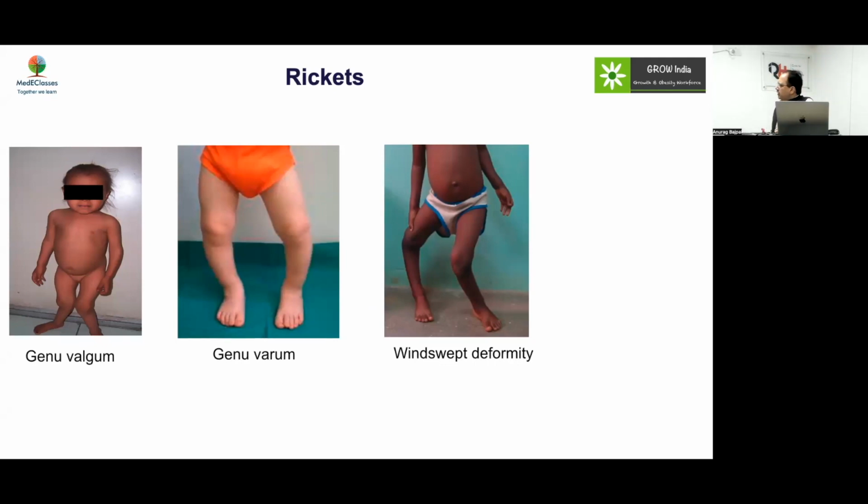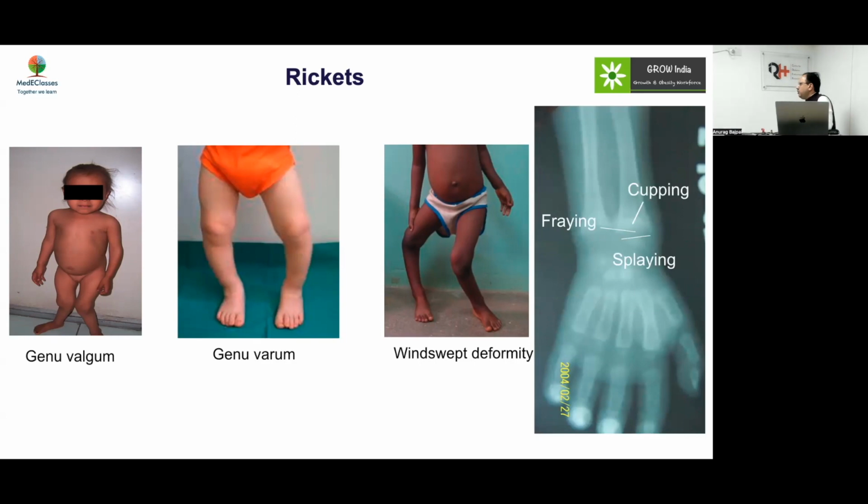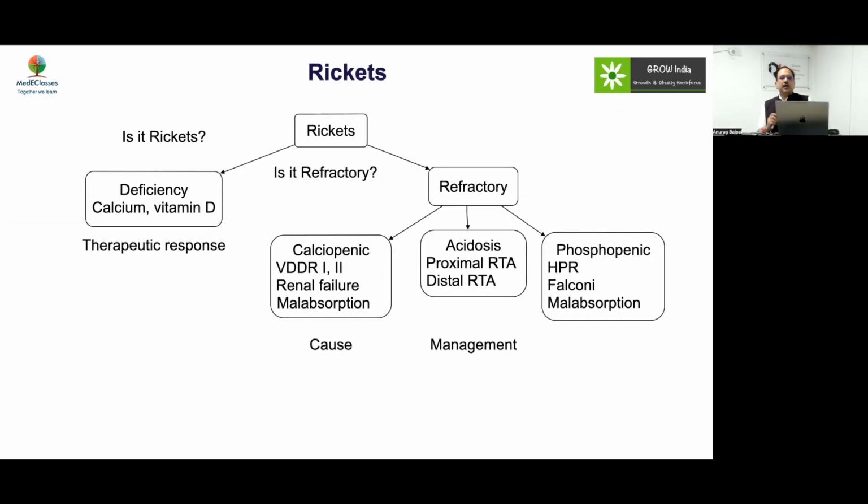So you can have a genu valgum, genu varum, and windswept deformity. Now remember, genu varum may actually be a normal phenomenon in infants. So if you have a windswept deformity or a genu valgum, that is much more significant. But remember, at 1 to 2 years, you can have some form of bowing which may happen. And of course, we know about the cupping, fraying, and splaying. All those are characteristic. The next question is, is it refractory or not?